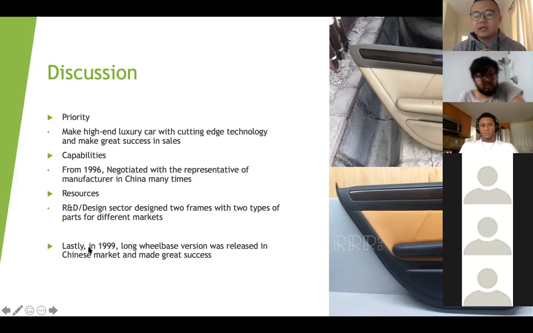Okay, so lastly, in 1999, the long wheelbase version was released in the Chinese market and made great success. Any questions here?